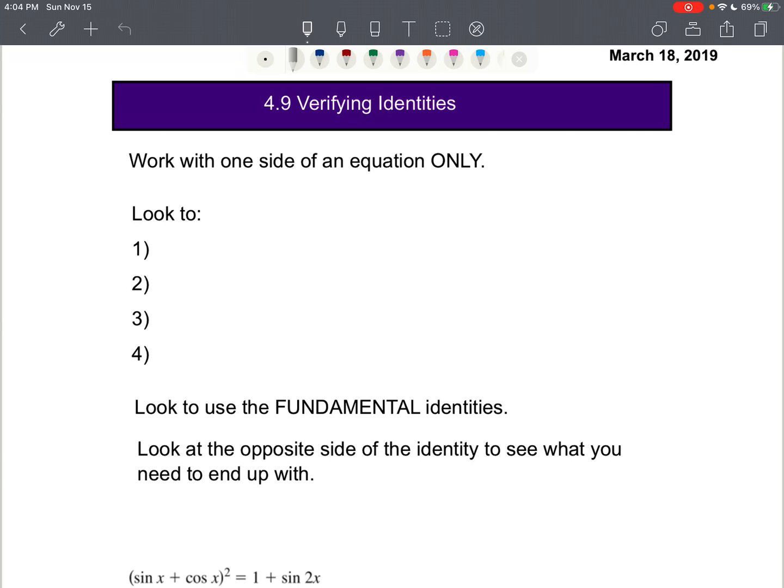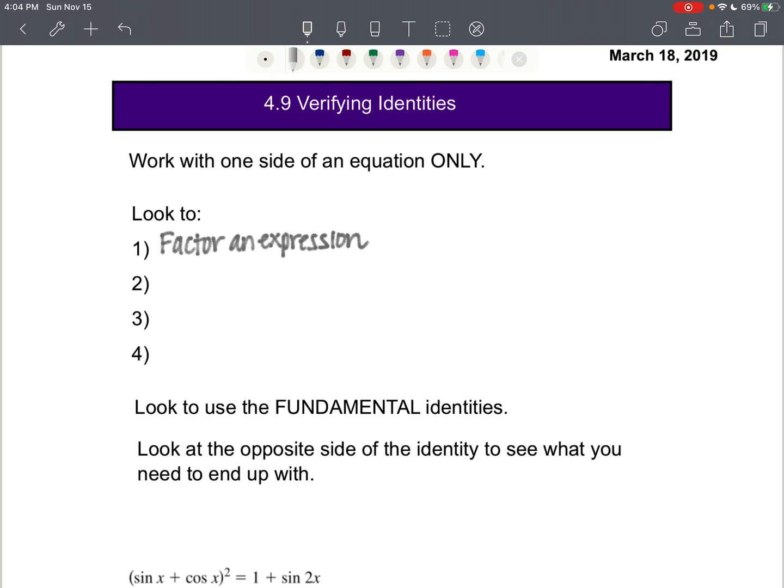When verifying identities, here are a few things that you can do. First, look to factor an expression. Whether it's a greatest common factor, or perhaps factoring a trinomial into two binomials, or even the difference of two squares. Look to factor.